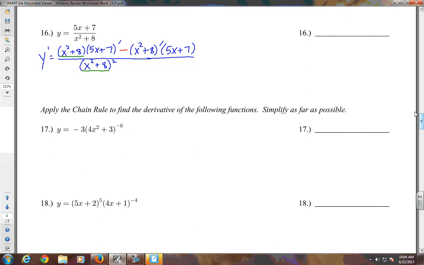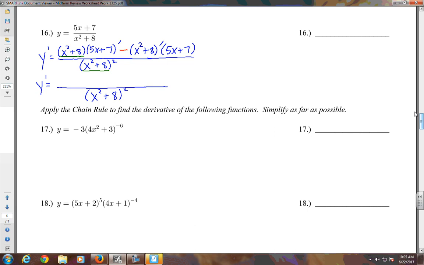You don't have to show that part every time. You can go directly to the next step where we're actually executing those derivatives. Now, don't be lazy. Write that denominator every time. You don't want to leave it behind and accidentally forget to include it in your answer.